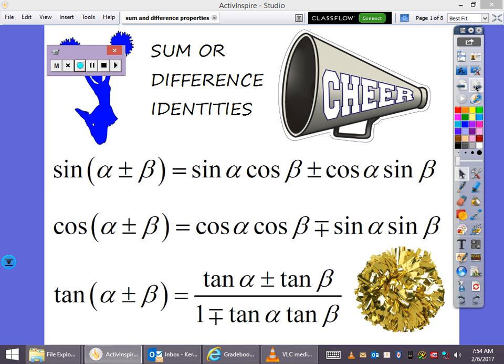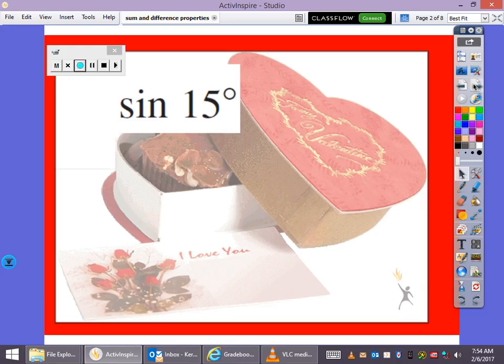Okay, so the first one, example number 1 on your paper, says sine 15. So I'm going to look at the sine formula, and the way this works is I need two angles that either add or subtract to 15, and I want it to be angles that I can do the hand trick with. So that would be something that's a multiple of 30, a multiple of 60, 45, or 90. Okay, so what are two of those angles that would make 15?